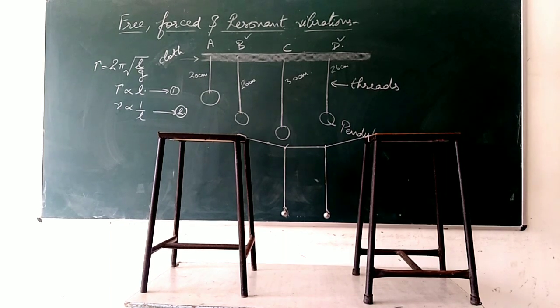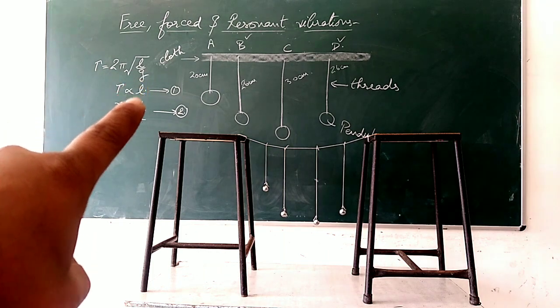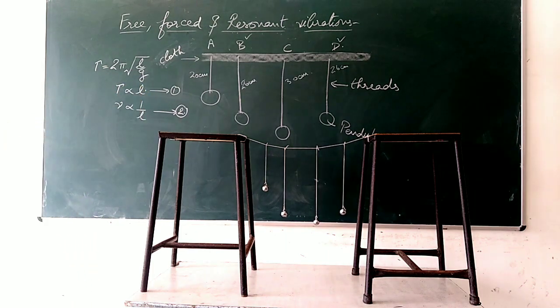Now we will tie 4 threads A, B, C and D. Students, we have added 4 pendulums. A is the shortest, C is the longest and the length of B and D is same. So according to this formula, T is equal to 2π√(L/g), T is directly proportional to √L. Again B and D will be in resonance. I will provide free vibration to D which will be transferred to B, and A and C will be in forced vibrations.